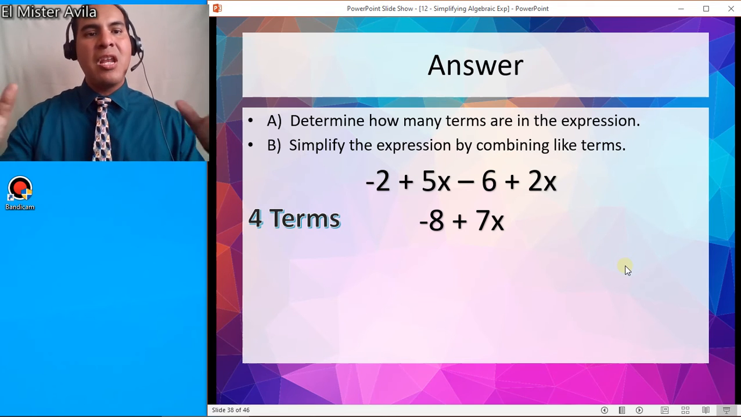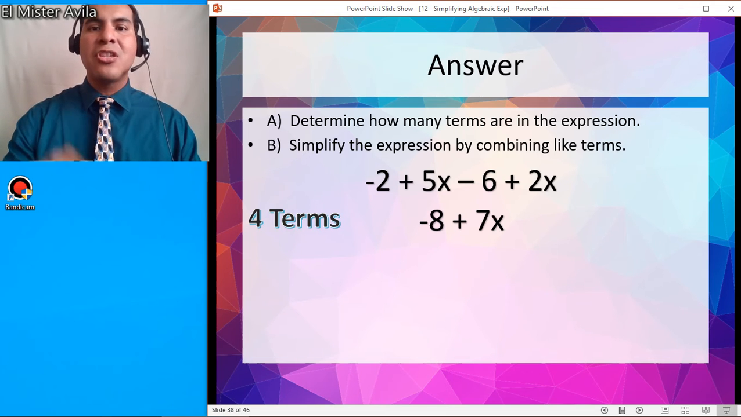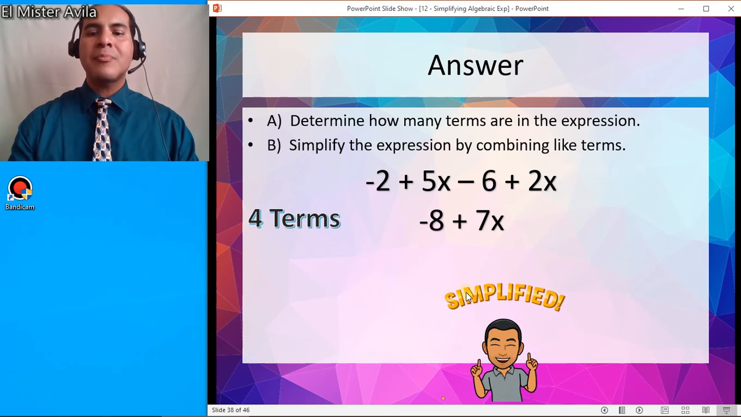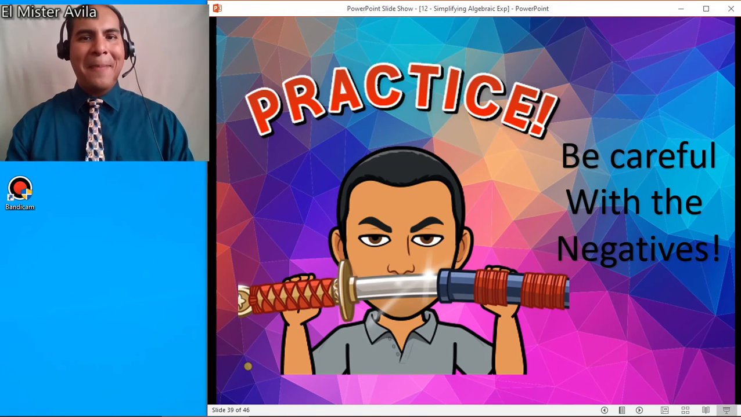We simplified this algebraic expression. We wrote the expression in a more compact form, still making sure that the expression is equivalent to the one that we started with. Simplified. Great job, everybody. Time to practice.